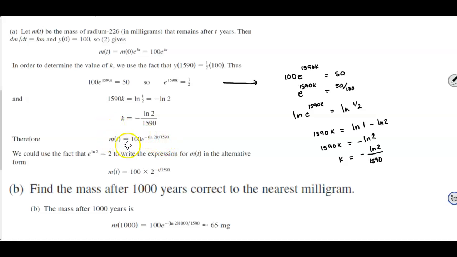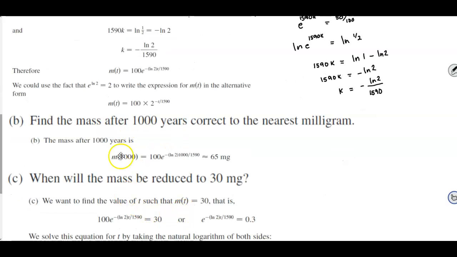So therefore, there is our function. And we could also use the fact that e to the natural log of 2 is equal to 2 to write the expression for m of t in an alternative form, which would be m of t is equal to 100 times 2 to the negative t divided by 1590. Now in part B, we want to find the mass after 1,000 years correct to the nearest milligram.